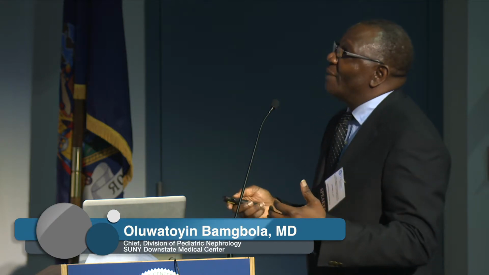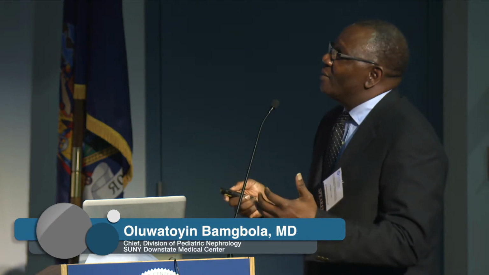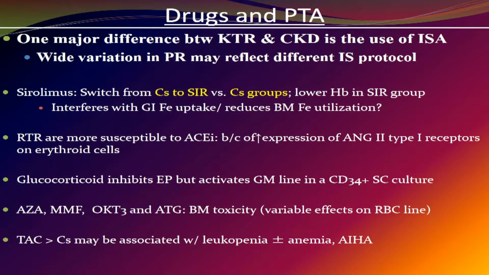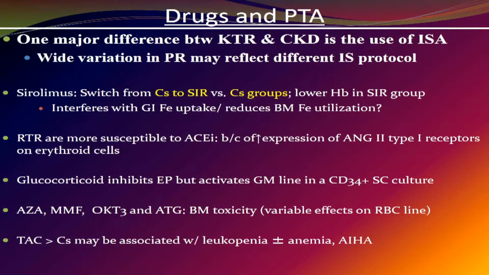We do know that in one study that compared a group that was switched from cyclosporine to sirolimus with another group that was left to continue with the use of cyclosporine, there is lower hemoglobin in the sirolimus group. We know that sirolimus tends to interfere with GI iron uptake. This is most likely because there is hepatic secretion of hepcidin by sirolimus. It also tends to reduce bone marrow iron utilization.